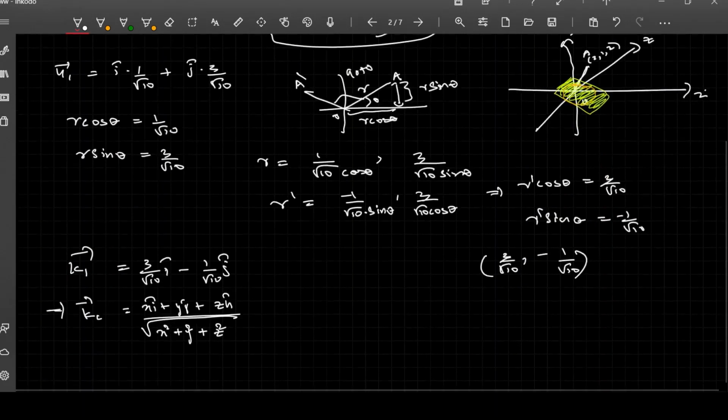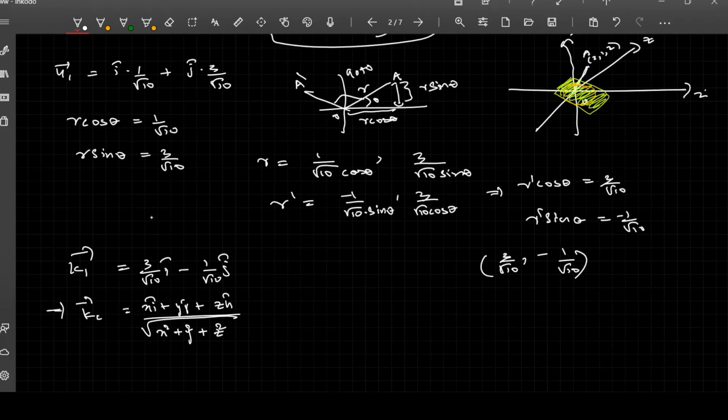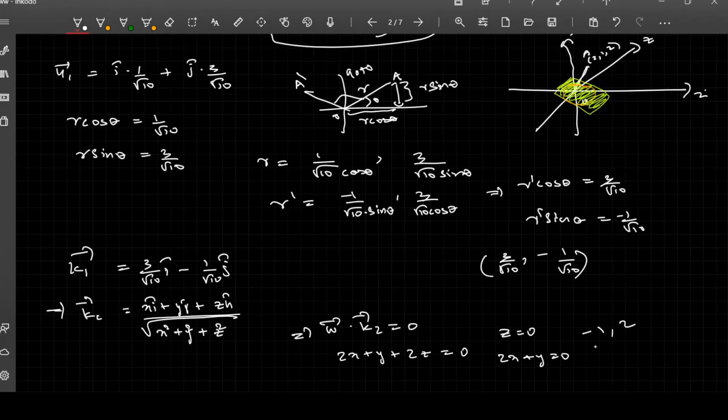So how do we do it? If we assume this as the vector k2 vector, now because these two are perpendicular, the dot product of w and k2 will be 0. There is nothing like w2 here as of now. So that means 2x plus y plus 2z is equal to 0, and whatever values of x, y, z satisfy this condition will give you the required vector. For example, if I take z equal to 0, I would get 2x plus y equal to 0. Now if I take x to be minus 1, then y could be 2. If I take x to be 2, then y could be minus 4. If I take x to be minus 3, then y would be 6.